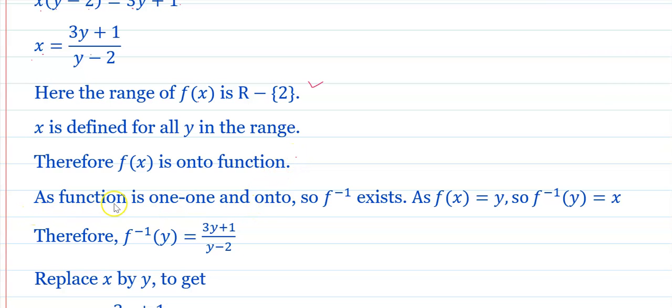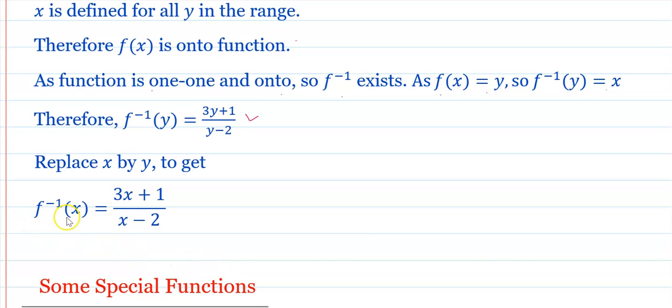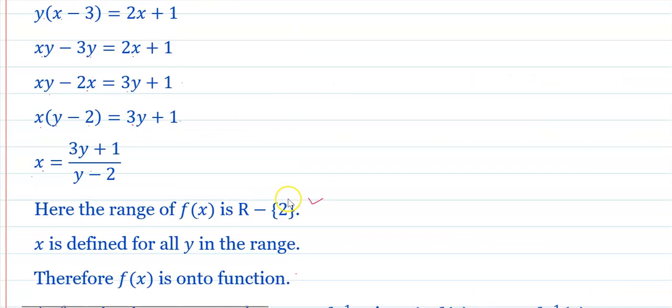Okay. The function is one-one and onto. So, f inverse exists. The definition is: when the inverse of a function exists, if it is one-one and onto, then the f inverse of x exists. As f of x is equal to y, so f inverse of y is equal to x. And therefore, f inverse of y is equal to 3y plus 1 upon y minus 2. Okay. Replace y by x, then you will get f inverse of x is equal to 3x plus 1 upon x minus 2 in this way.